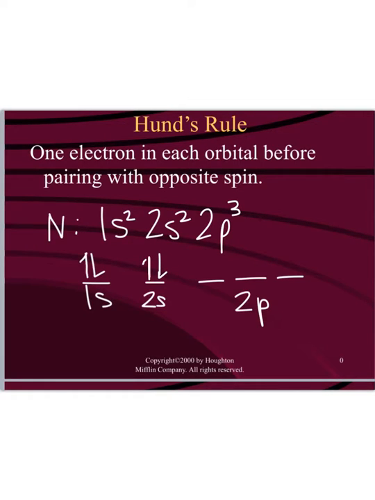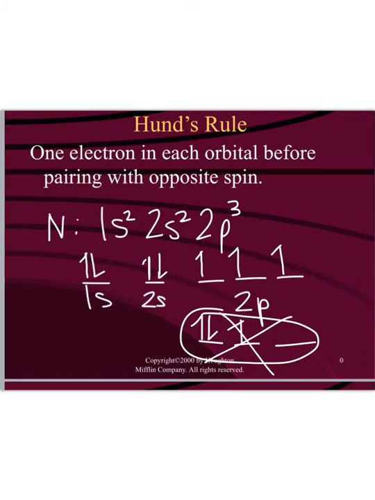Then we get to the next one, 2p3. All right, so that means I have to put 3 electrons in the 2p's. According to Hund's Rule, I have to have at least 1 electron on each line before I can pair it. So notice I did 1 on each line, and I did not do this: 1, 2, 3. This would be incorrect, because I cannot pair this one yet until I have at least 1 electron on each line.